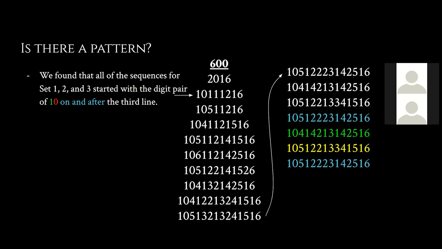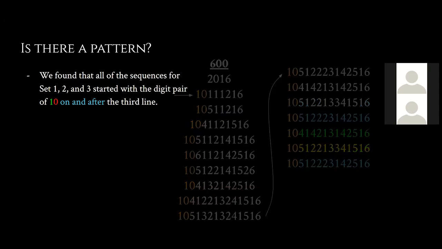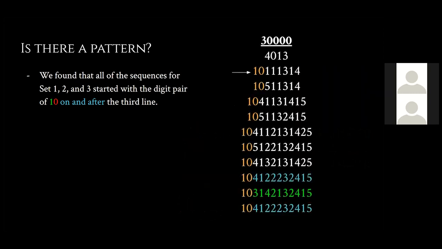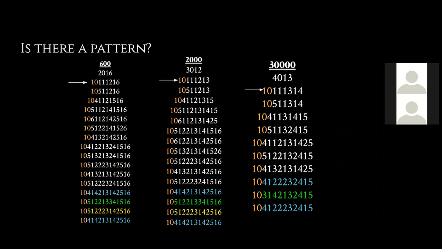So does this satisfy our hypothesis? Yes, because on and after the third line, it does start with a digit pair of 1, 0. So let's get a number from set 2. We chose 2000. Again, it also starts with 1, 0 on and after the third line, thus satisfying our hypothesis. So sets 1 and 2 are working. Let's get a number from set 3. Here's 30,000, and again, on and after the third line, it does start with 1, 0. So is there a pattern? Yes, there is a pattern.